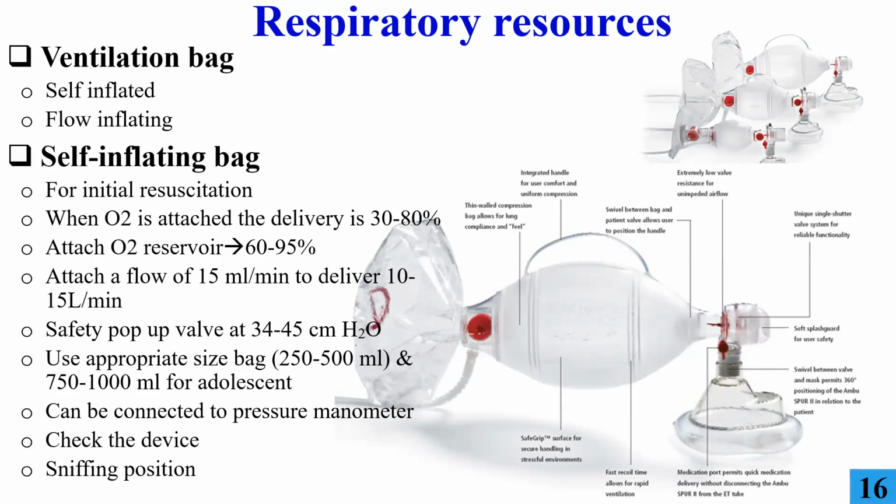So is the tip of the nose and the tip of the chin on the same level? The tip of the nose and the tip of the chin are on the same level. So if you put a ruler or a paper, it will be straight, it will be transverse, it will be the same. That's what we call the sniffing position. And in that position, the upper airway will be open because everything will be aligned, on the same level.